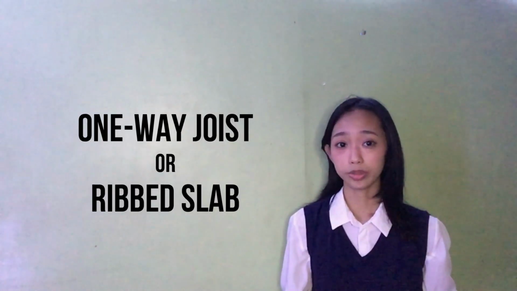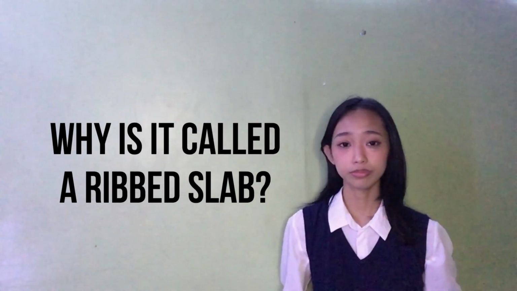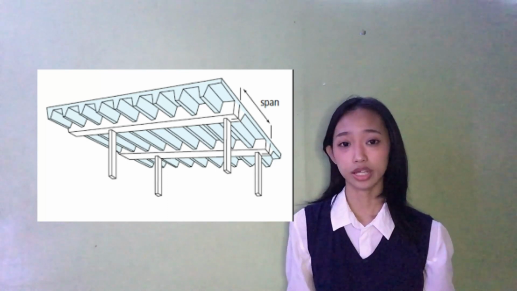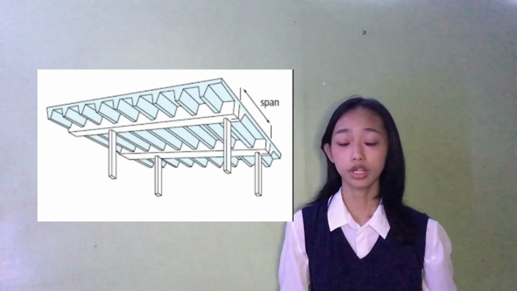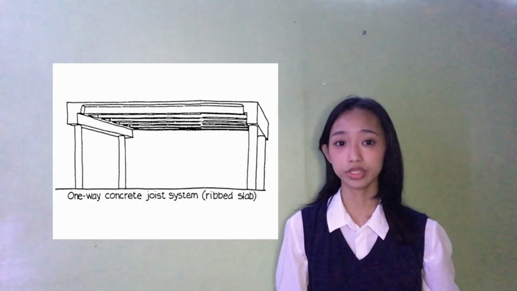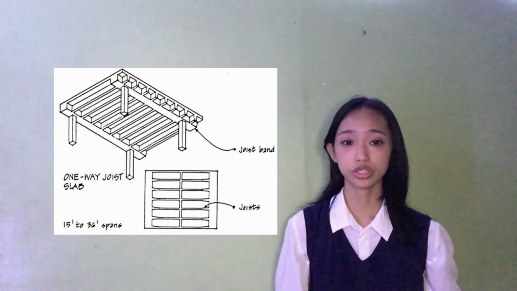One-way joist or rib slab. Why is it called a rib slab? Well, it sort of looks like a rib, where there are multiple supports to it. Rib slabs have proven to be an economical type of floor construction.